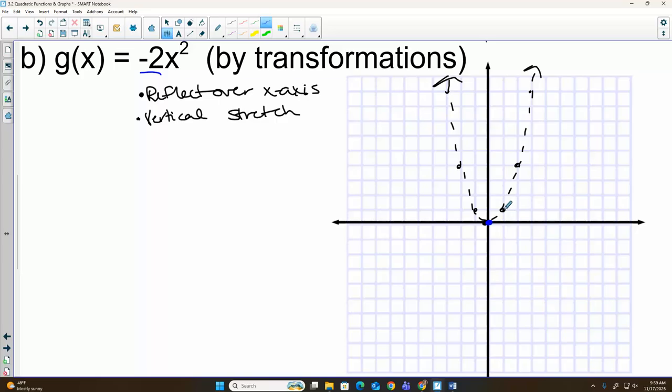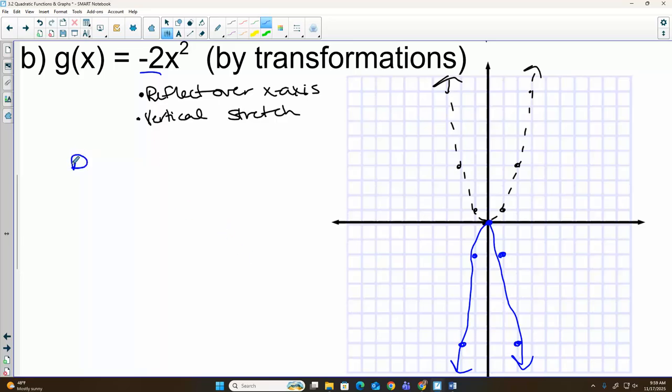Here my y is 1. 1 times negative 2 is negative 2. Here my y value is 4. 4 times negative 2 is negative 8. Okay, the other side, my y is 1 times negative 2 is negative 2. My y is 4 times negative 2 is negative 8. So it should look like this.